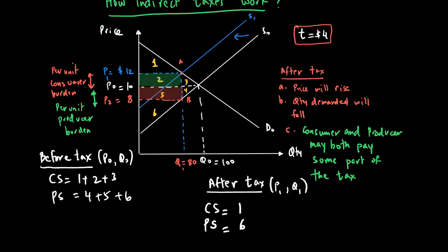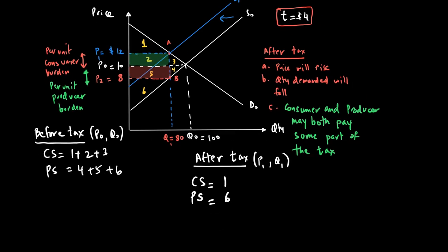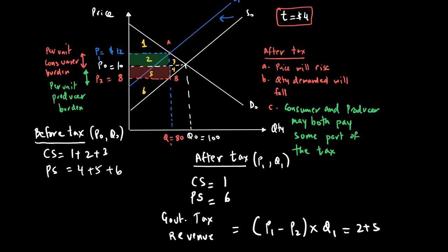So where does the rest of the region go? We say that the government is also pocketing what we call government tax revenue, and that tax revenue will be equal to this tax amount, which is P1 minus P2, times the new quantity Q1, which will be basically area 2 plus 5.